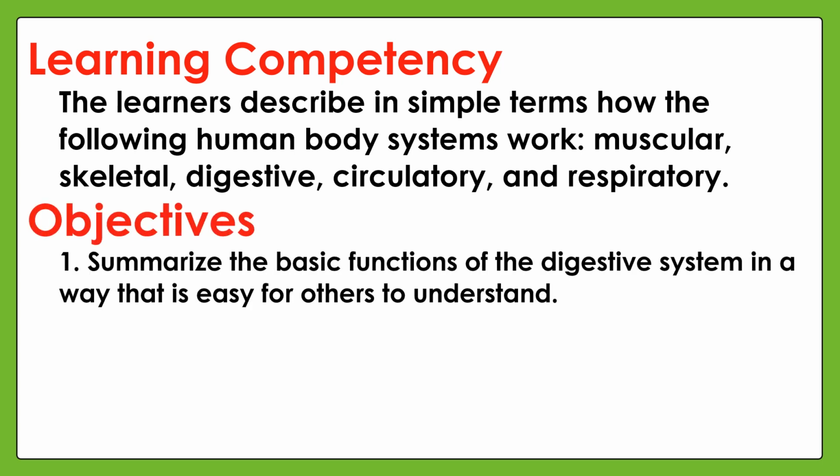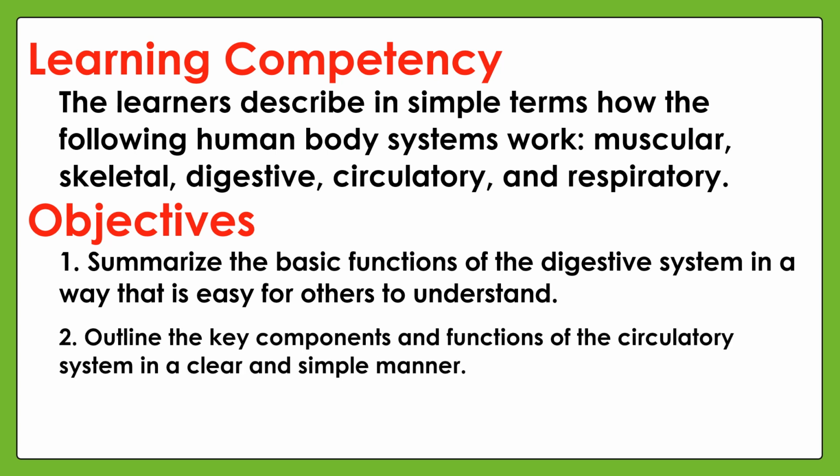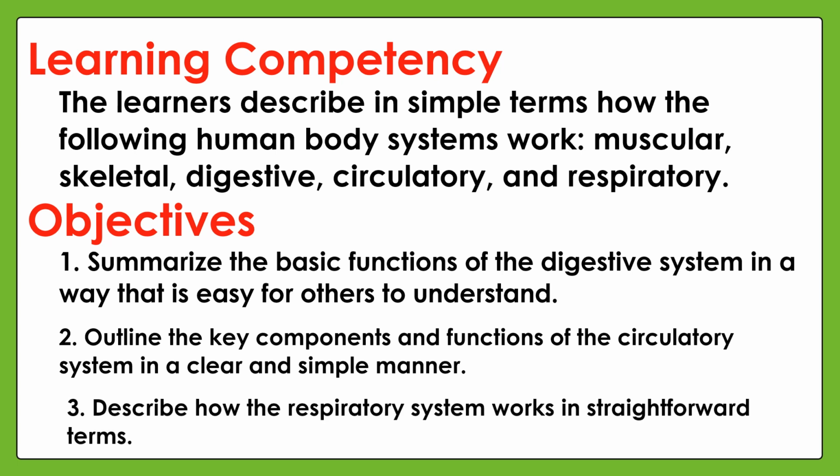For our objectives, number 1, summarize the basic functions of the digestive system in a way that is easy for others to understand. Number 2, outline the key components and functions of the circulatory system in a clear and simple manner. Number 3, describe how the respiratory system works in straightforward terms.